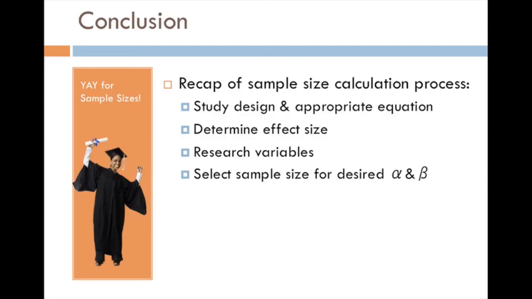As a recap, to perform a study size calculation, you must first identify the research question and the study design. Then, you will determine the effect size that you want to investigate. Following, you must research the variables to get values to insert into the equation. Finally, you can select your sample size based on your desired levels of alpha and beta, which are power and statistical significance.